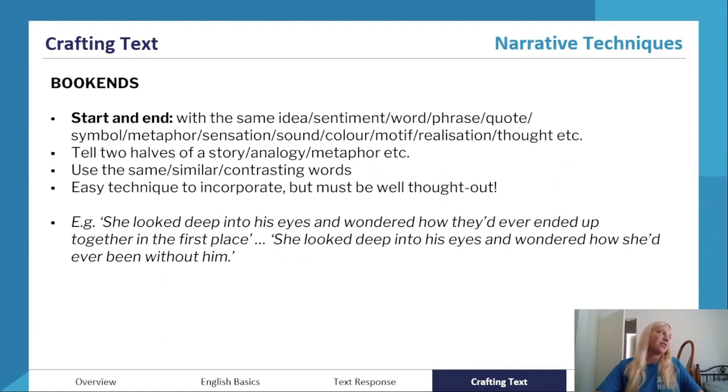To create a nice start and end that are not only interesting but wrap together quite nicely, you can use bookends, where the first line or lines of your piece begin some sort of idea or technique, and the very last line or lines of your piece actually finish the idea or technique that was used in the beginning. So they're like two halves and they complete each other. And we've looked at an example here. If we started with, she looked deep into his eyes and wondered how they'd ever ended up together in the first place. And then we finish with, she looked deep into his eyes and wondered how she'd ever been without him.